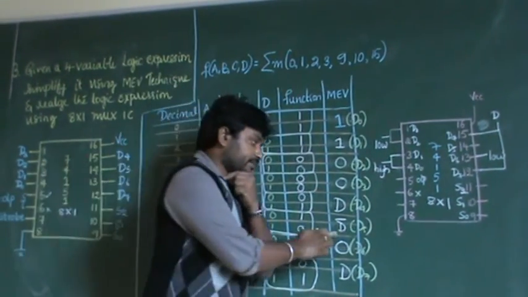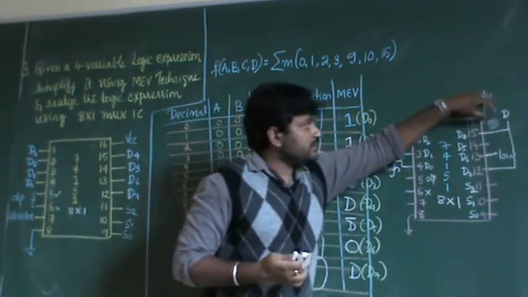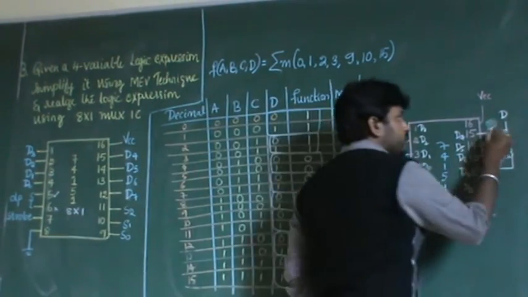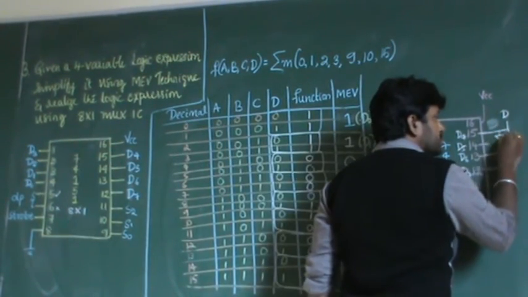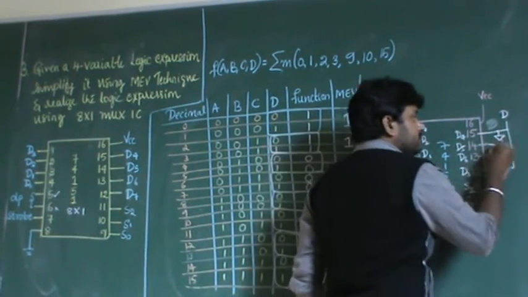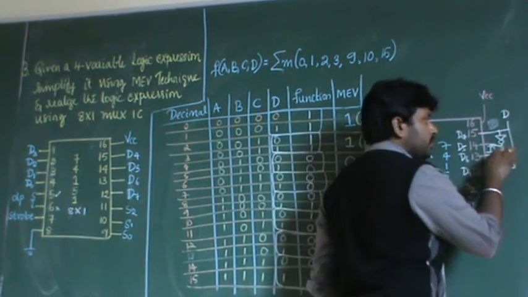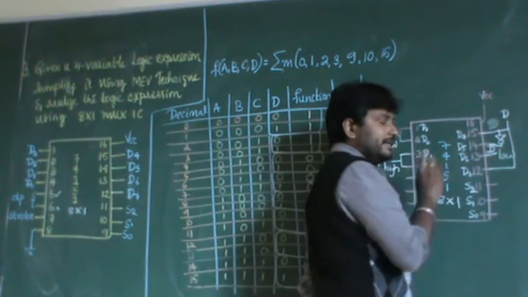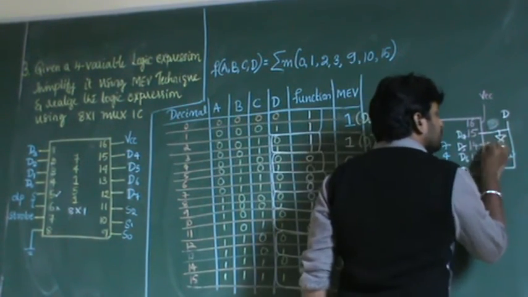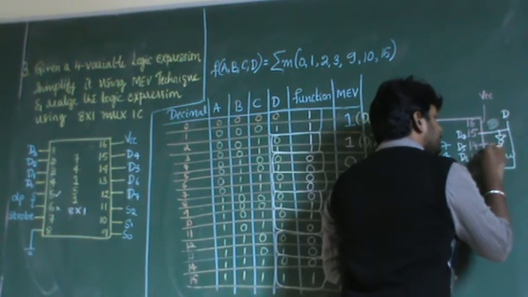So now you want D bar. How will you be getting D bar? If you are giving this particular input to one of the inverters or NOT gates, you will be getting D bar. So you can use one of the NOT gates here. You can use one of the NOT gates from here and provide it. Whatever output you are getting from the NOT gate is called D bar. I'll write this down very neatly. Here you will be getting D bar.